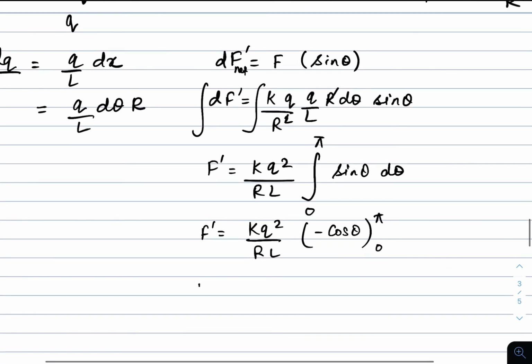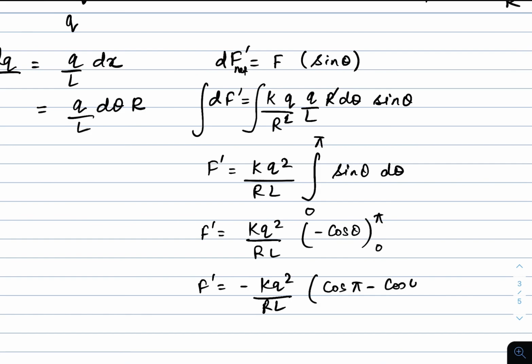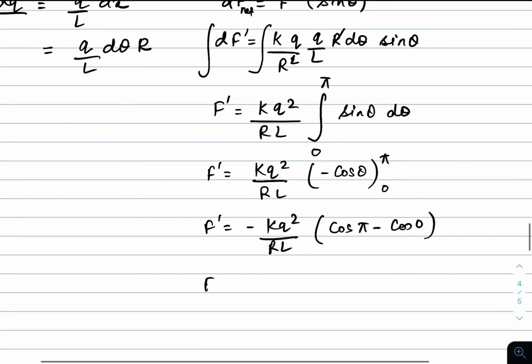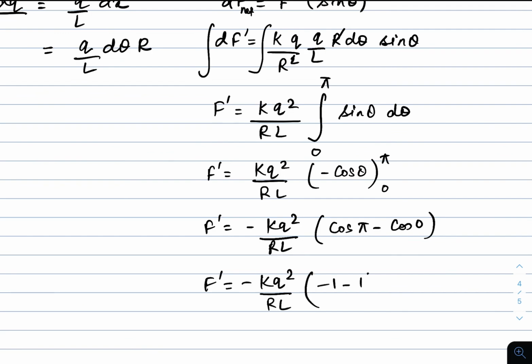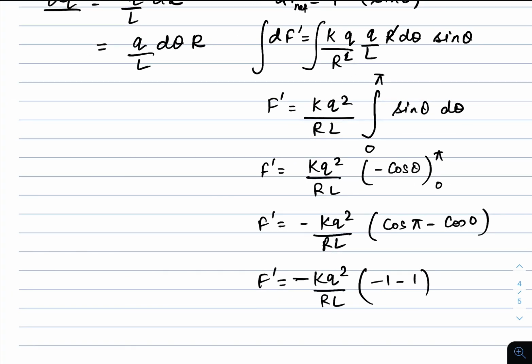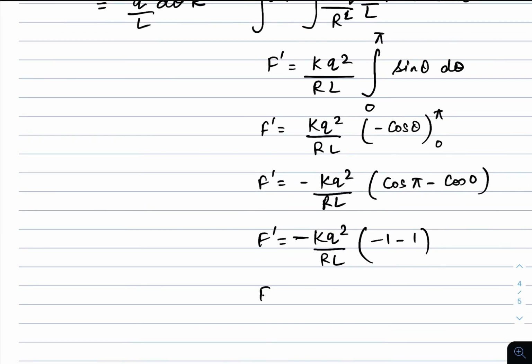Now if I take the minus out, it will be easy to solve because minus sometimes creates confusion. So it is cos pi minus cos 0. Again, F dash comes out to be minus K Q square by R L. The value of cos pi is minus 1 and cos 0 is 1, right? So minus 1 minus 1 will be minus 2, and this minus will get cancelled out and become positive. So the final result will be 2 K Q square by R L. This is the final answer.